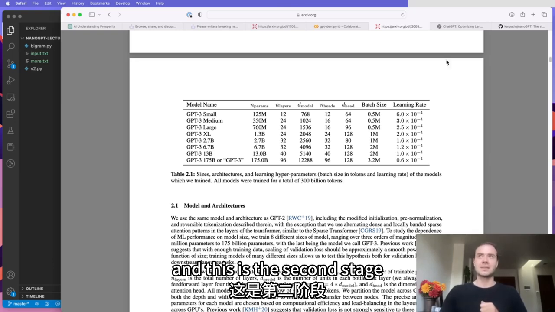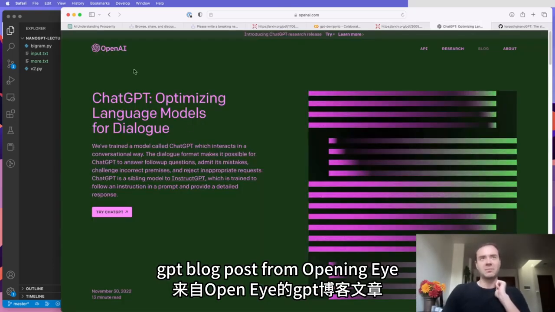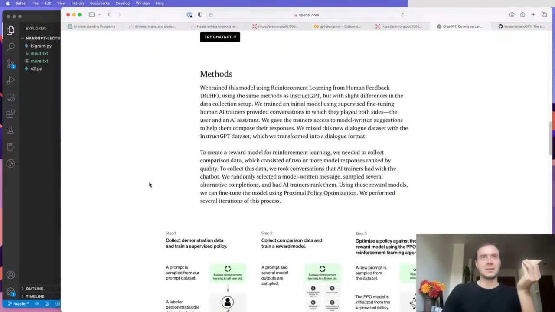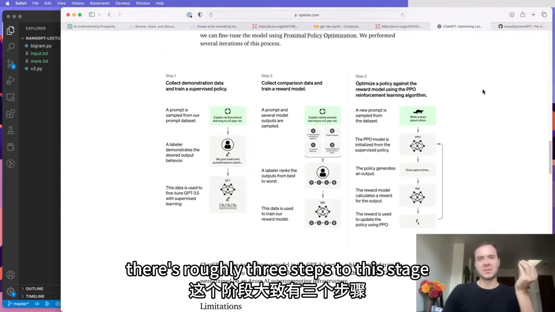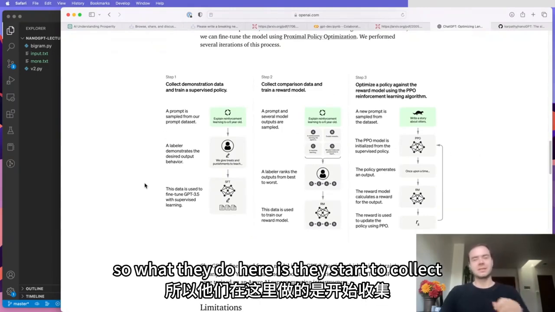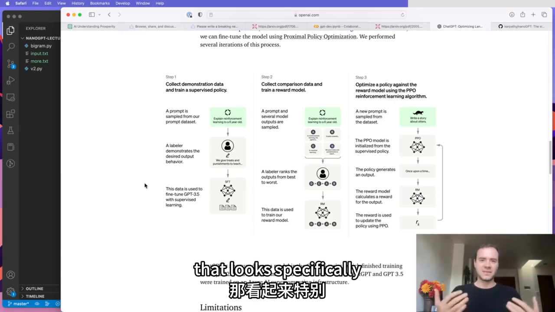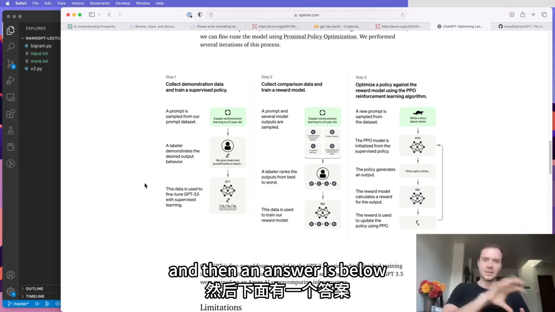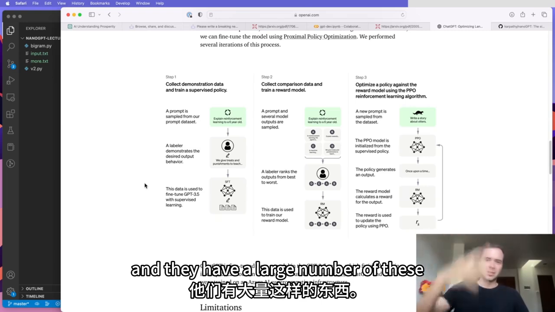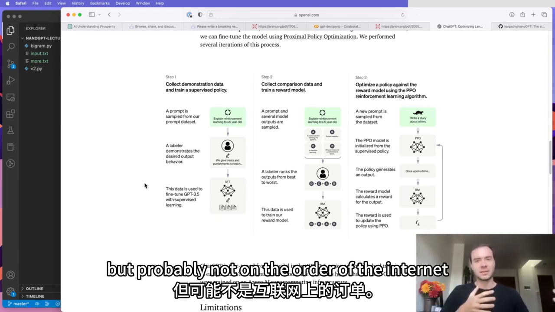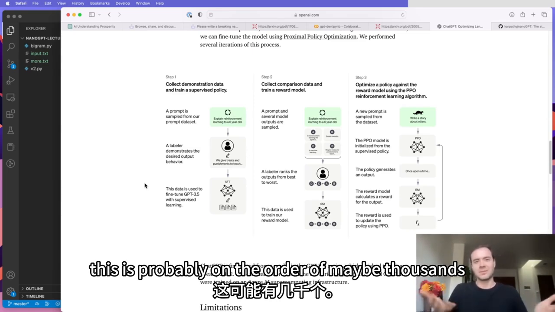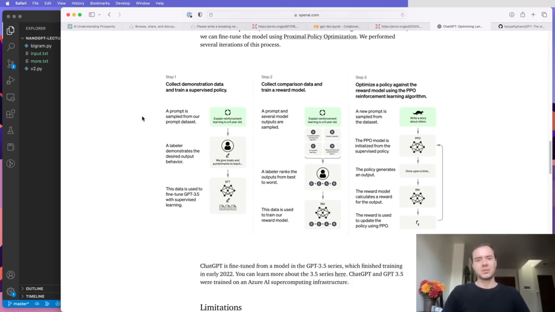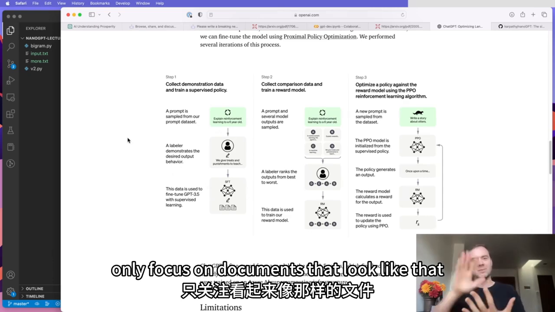And this is the second stage. This ChatGPT blog post from OpenAI talks a little bit about how this stage is achieved. There are roughly 3 steps to this stage. They start to collect training data that looks specifically like what an assistant would do. So they are documents that have the format where the question is on top and then an answer is below. They have a large number of these, but probably not on the order of the internet. This is probably on the order of maybe thousands of examples. And they then fine-tune the model to basically only focus on documents that look like that.